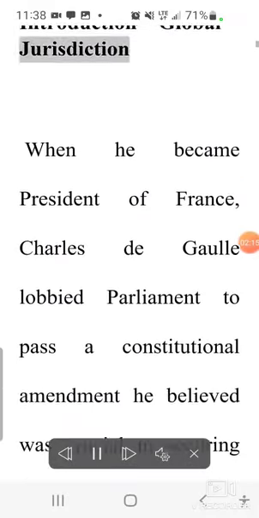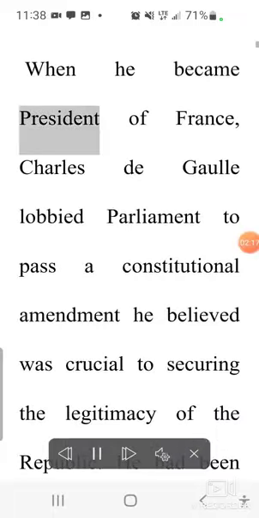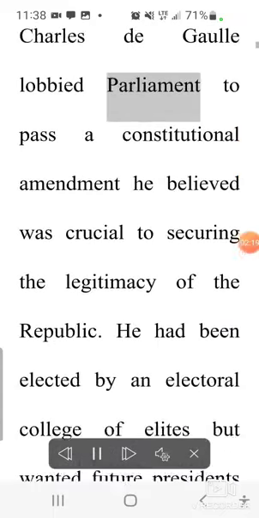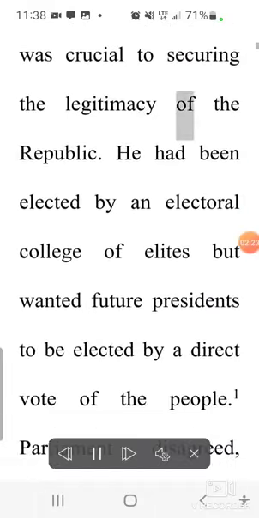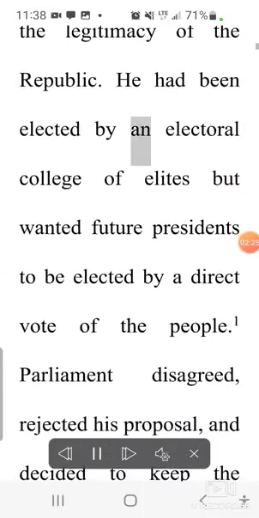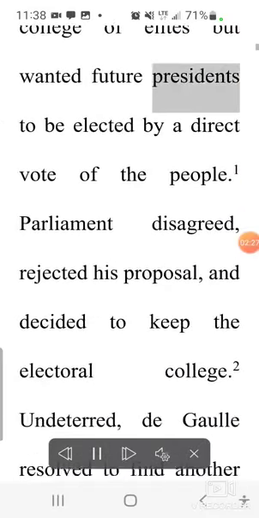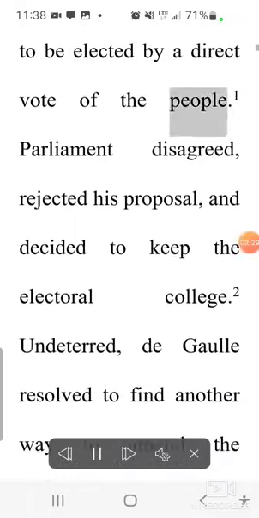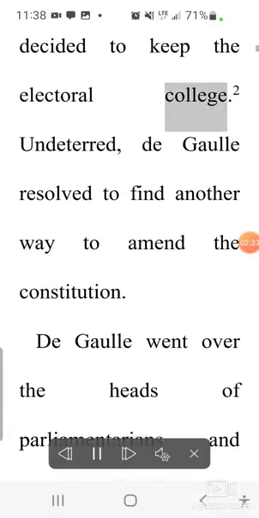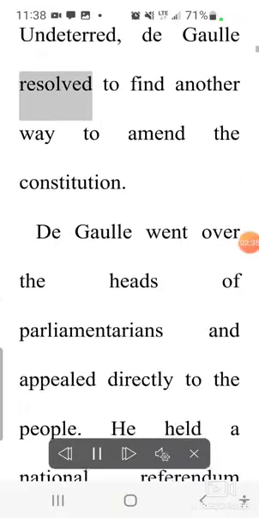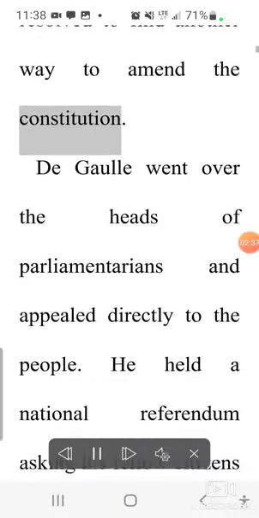Introduction, Global Jurisdiction. When he became president of France, Charles de Gaulle lobbied Parliament to pass a constitutional amendment he believed was crucial to securing the legitimacy of the Republic. He had been elected by an electoral college of elites, but wanted future presidents to be elected by a direct vote of the people. Parliament disagreed, rejected his proposal, and decided to keep the electoral college. Undeterred, de Gaulle resolved to find another way to amend the constitution.